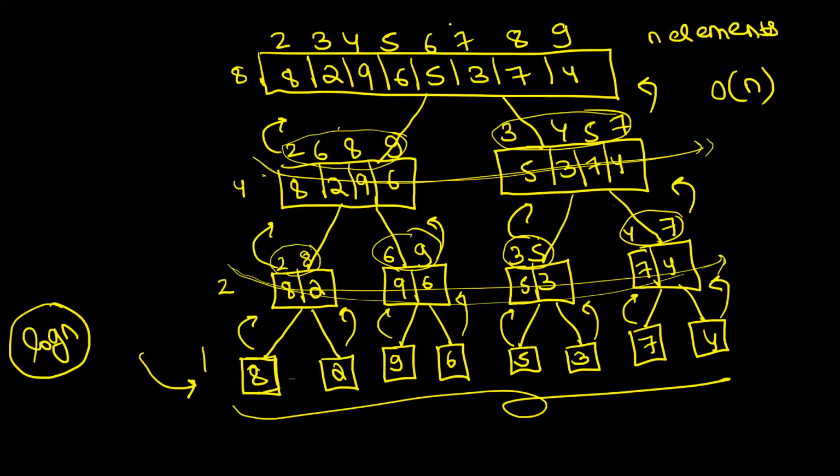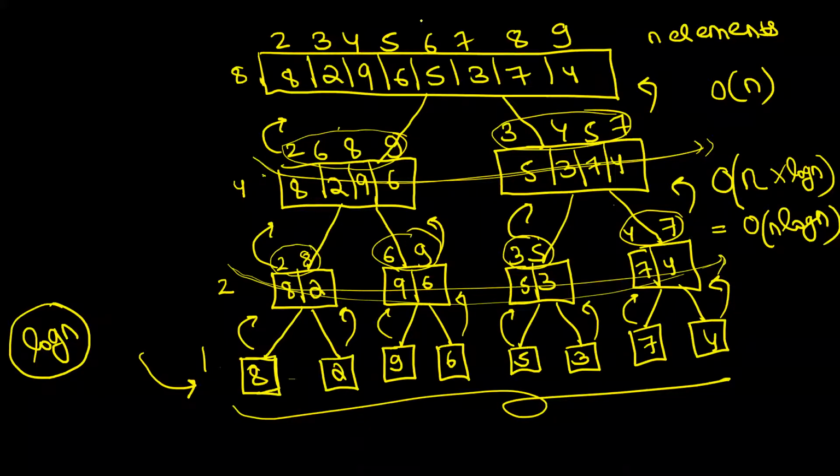So at every level, if you carefully notice, you are performing a merge of n elements. And a merge of n elements takes big O of n time. So at every level, you are doing big O of n work. And how many levels are there? There are log n levels. So what is the total work that you are doing? The number of levels times the work that you are doing in every level. The work in each level is n, and the total number of levels is log n. So the time complexity of merge sort will be big O of n log n in the worst case.